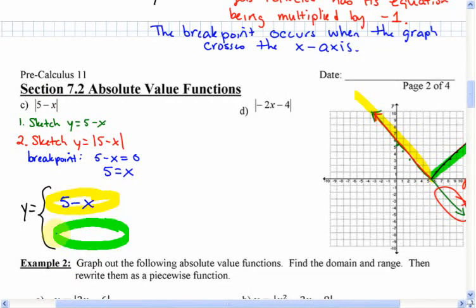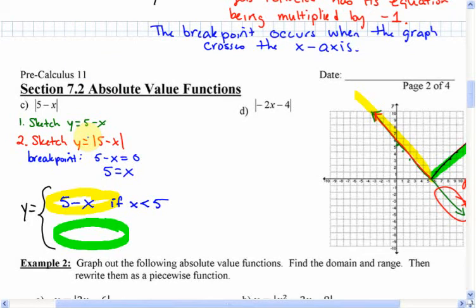Good. Now, what is the domain for this part in the yellow? What values of x am I talking about? Are they less than 5 or bigger than 5? Less than 5. Good. So please write down, this is true if x is less than 5. Yellow part, less than 5.